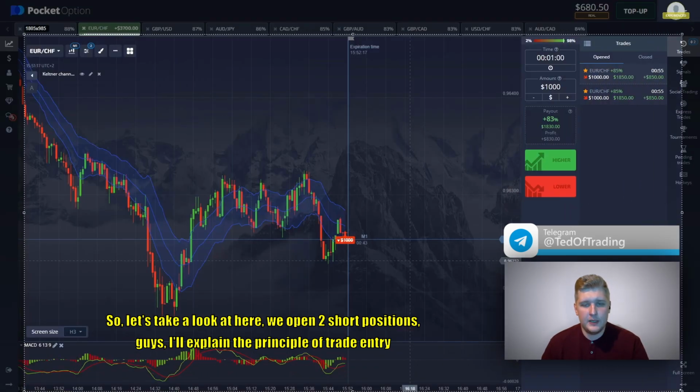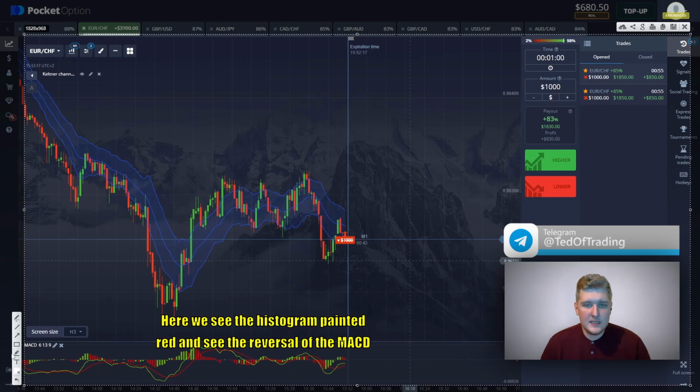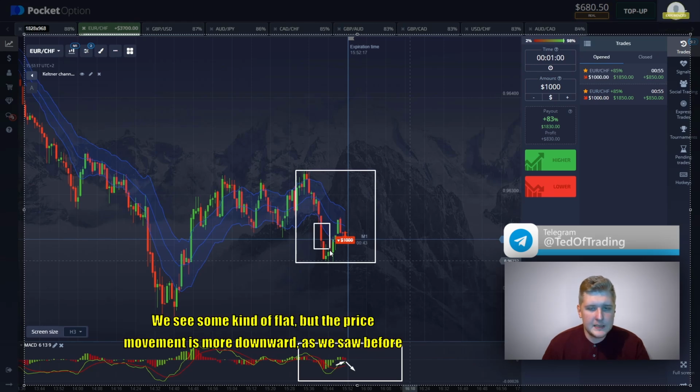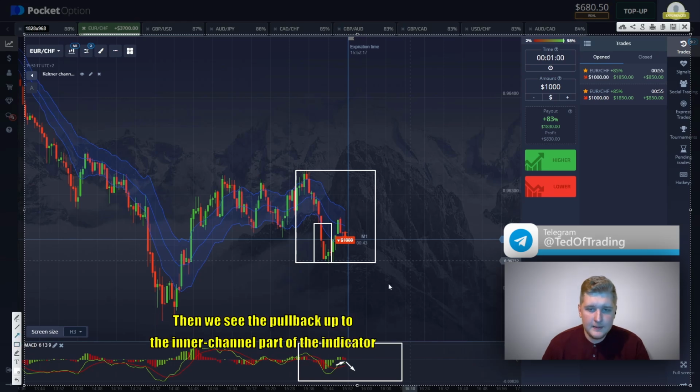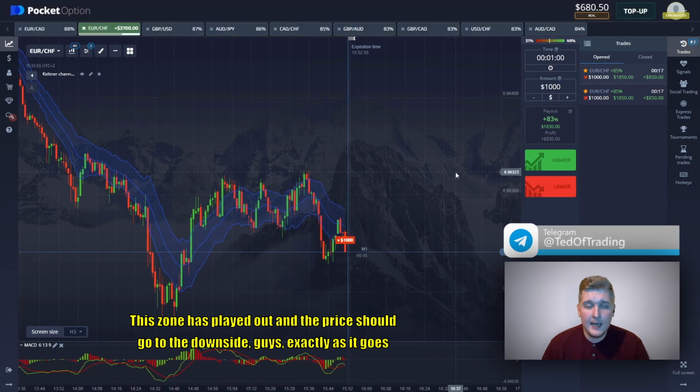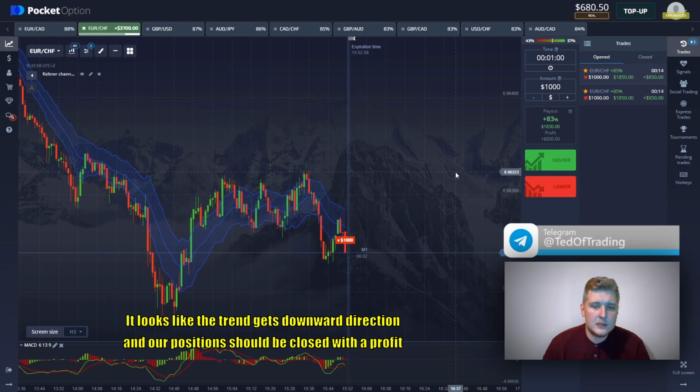I'll explain the principle of trade entry. Here we see the histogram painted red and the reversal of the MACD. In this case, we look more at the Keltner. Here a breakdown did happen. We see some kind of flag, but the price movement is more downward as we saw before. Then we see the pullback up to the inner channel part of the indicator. This zone has played out as the price should go to the downside, guys. It looks like the trend gets a downward direction, and our position should be closed with a profit.